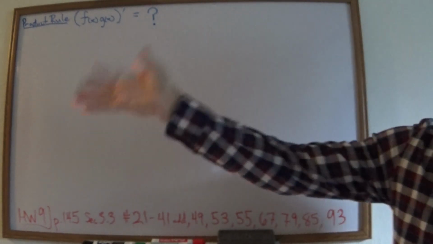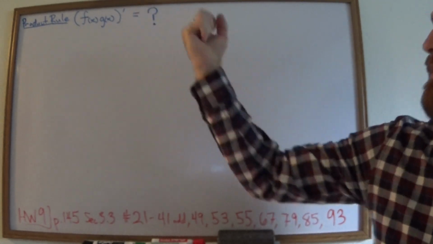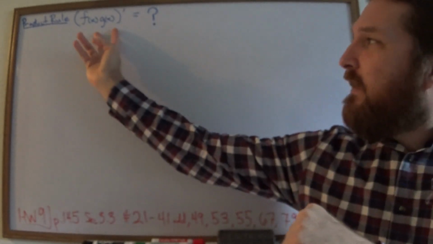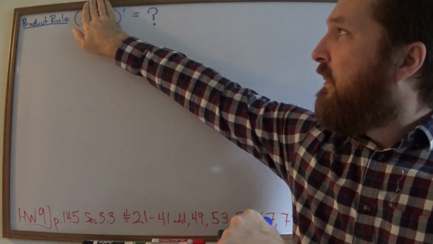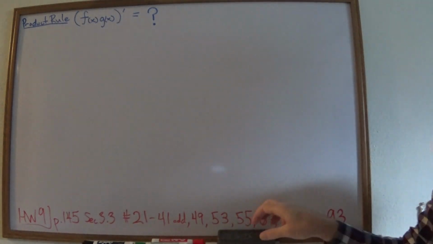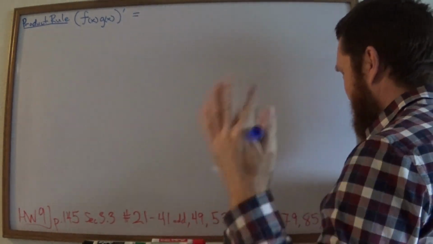We've done the sum rule, where you have the sum of two functions and you want to take a derivative. We've done a difference. This is the product rule. We have the product of two functions. We're treating this as a function, and we want to take its derivative. Turns out that function is a product of two functions. Can you guess what this is? What do you think it is?